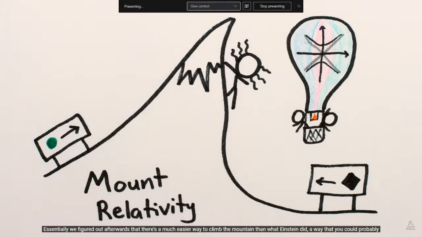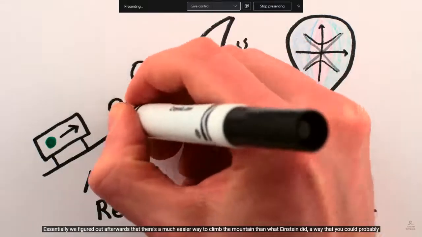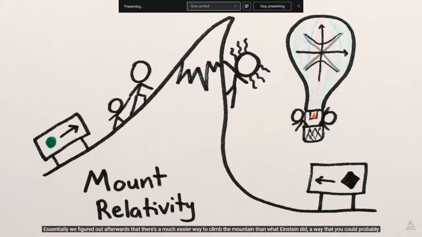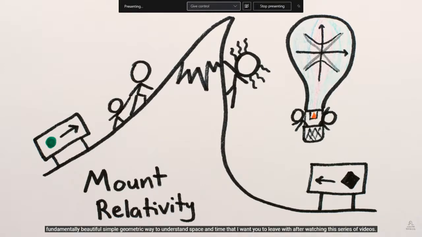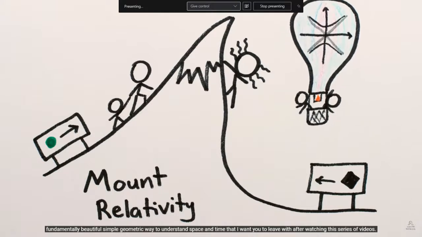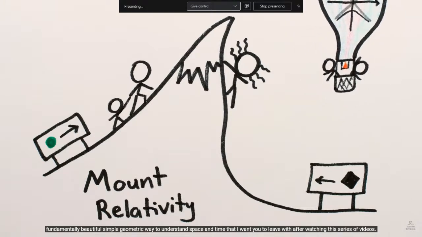Essentially, we figured out afterwards that there's a much easier way to climb the mountain than what Einstein did, a way that you could probably even figure out on your own, given the right prompting. And it's that fundamentally beautiful, simple, geometric way to understand space and time that I want you to leave with after watching this series of videos.